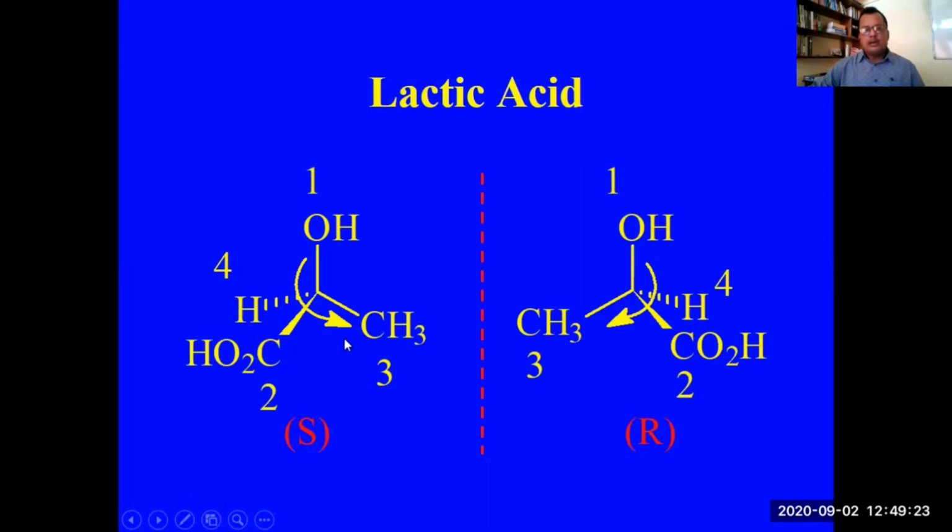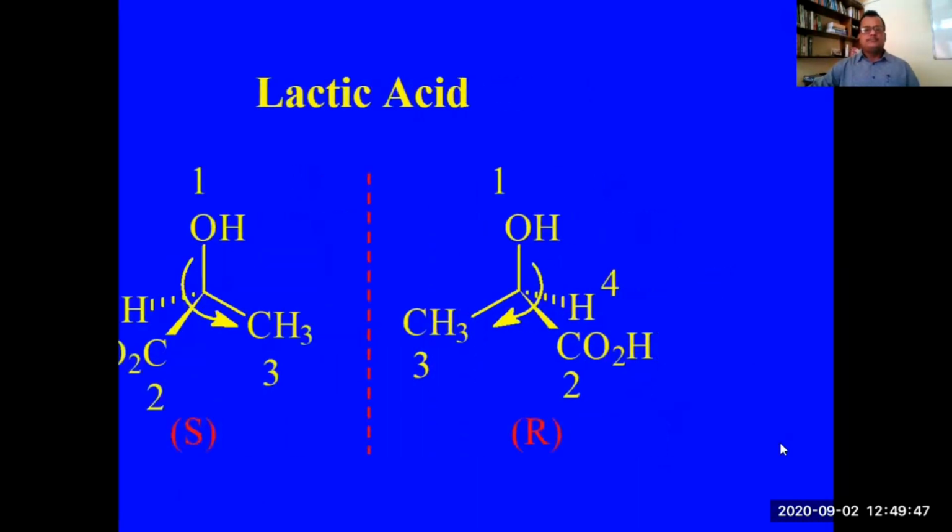So we assign priority on the basis of the second atom with higher atomic number. So the carboxylic group wins because the second atom is oxygen. Now, if the sequence 1, 2, 3 is anti-clockwise, it is S. If the sequence 1, 2, 3 is clockwise, it is R.